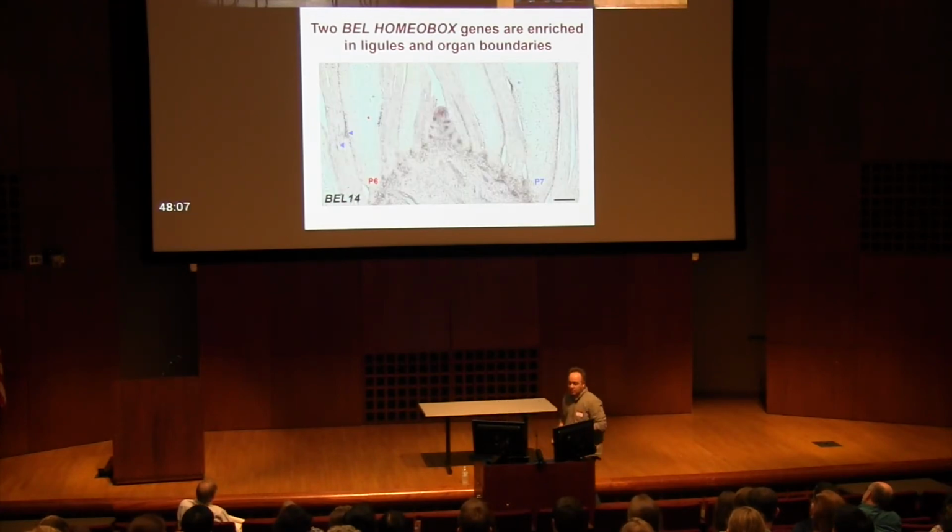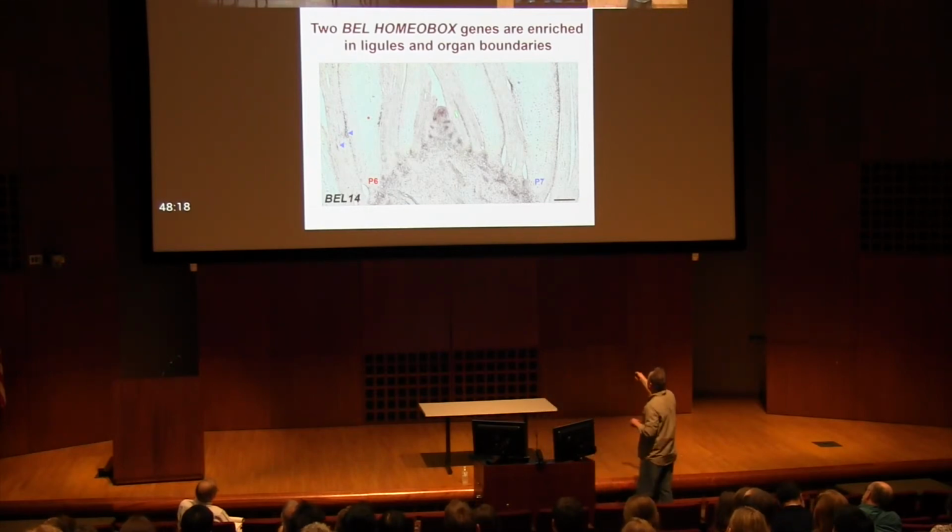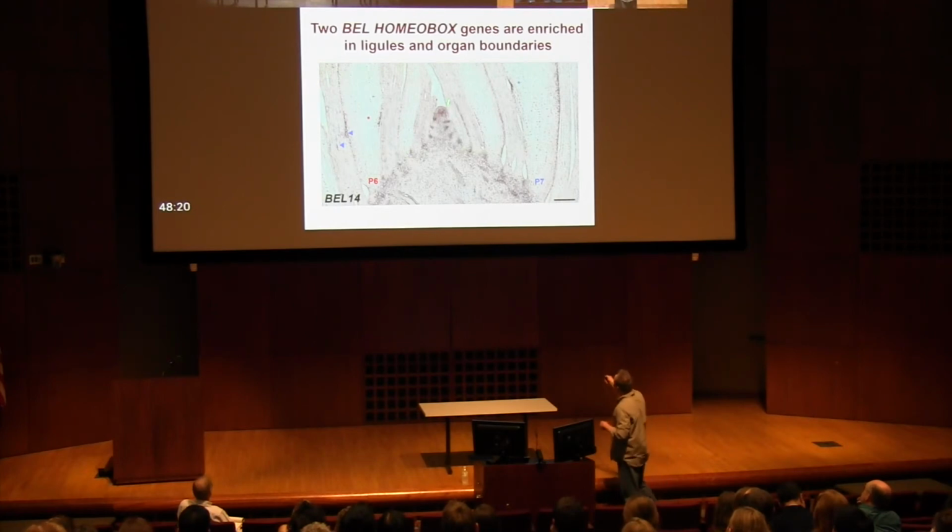Here's another one just to drive this home, Bell 14. It's expressed in a much wider region. It's in the ligule notch, but it's also in the region around the ligule, not localized to the ligule auricle region at all, especially early on. But it's also expressed at multiple lateral organs and their boundaries.